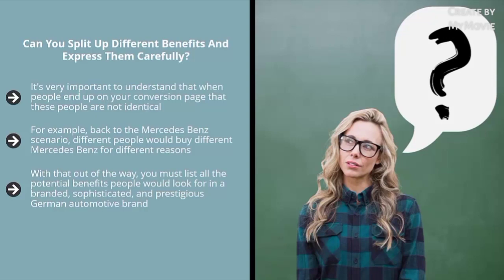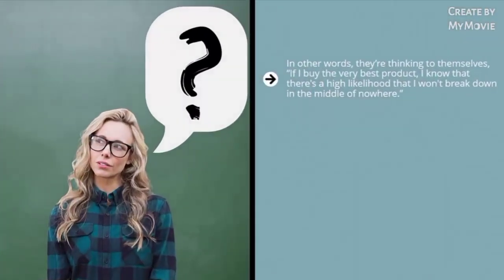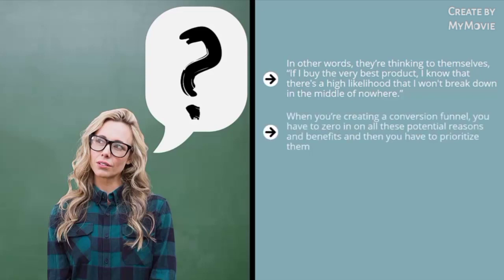It's not all about social status. Some people are looking for the utmost quality. In other words, they're thinking to themselves, if I buy the very best product, I know there's a high likelihood that I won't break down in the middle of nowhere. Other people buy a Mercedes-Benz because they have a certain affinity to the Mercedes-Benz's engineering tradition. When you're creating a conversion funnel, you have to zero in on all these potential reasons and benefits, and then you have to prioritize them. Which are more likely? Which could be tied to questions? Which are more practical?